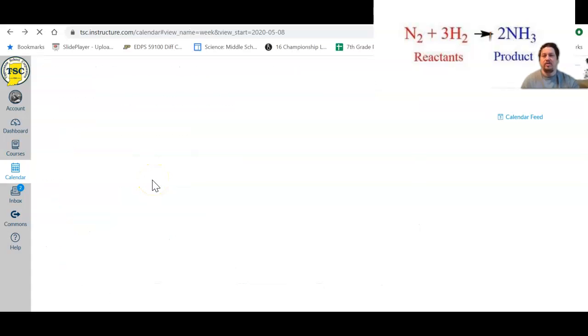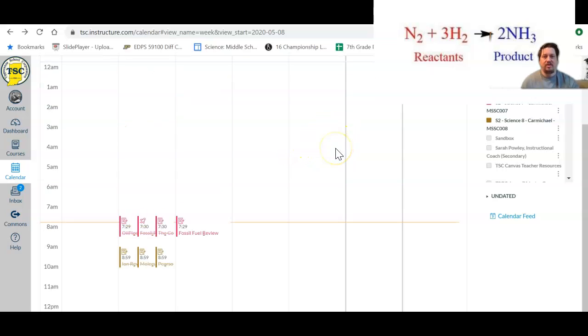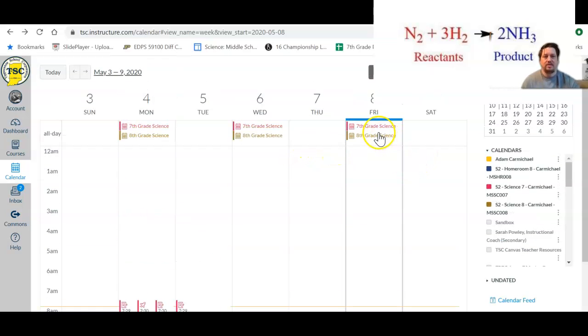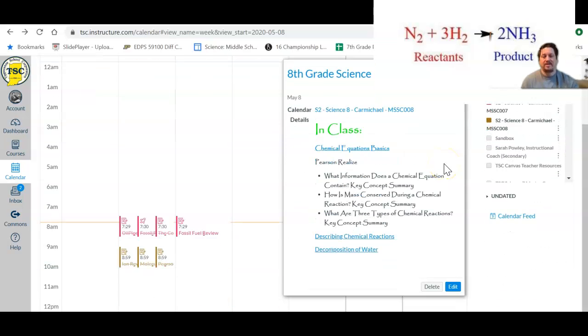After that, there are 3 key concept summaries you're going to find on Pearson Realize. Remember, we access that, same place we get to the textbook. Go to PowerSchool, Pearson Realize, Pearson Courses, and under your assignments you should see these 3 assignments. What information does a chemical equation contain? A few slides, a couple answers, submit. Next, how is mass conserved during a chemical reaction? A couple of questions, get to the end, submit. And then what are the 3 types of chemical reactions?